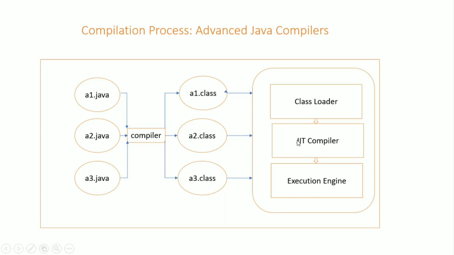What it does is that it picks these bytecodes one instruction at a time, translates it to the machine language of this platform, then passes it to the execution engine for execution. So you can see at this level, interpretation takes place. So with this, we can conveniently say that Java programs get compiled first and then get interpreted. And this is simply how Java achieves its platform independence.